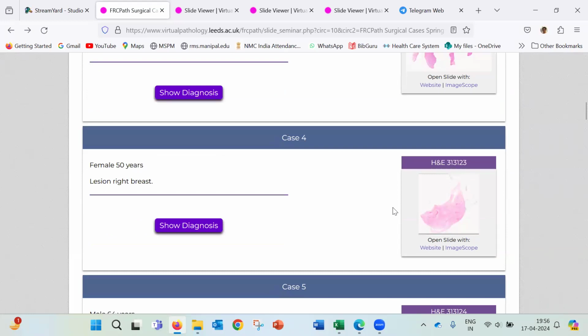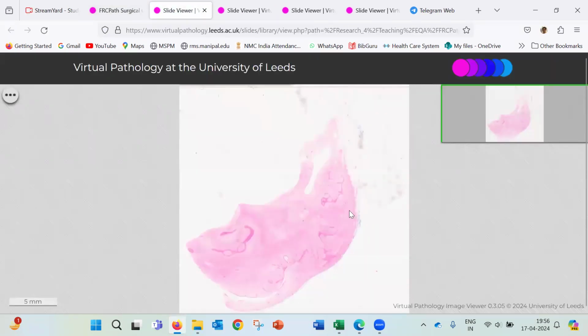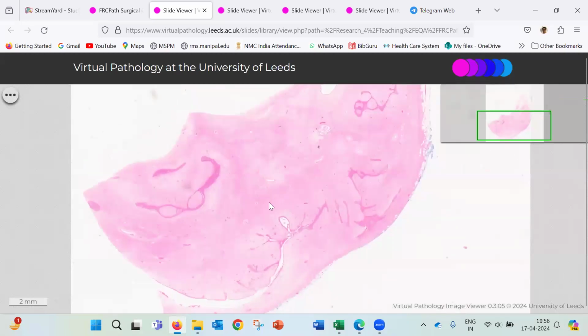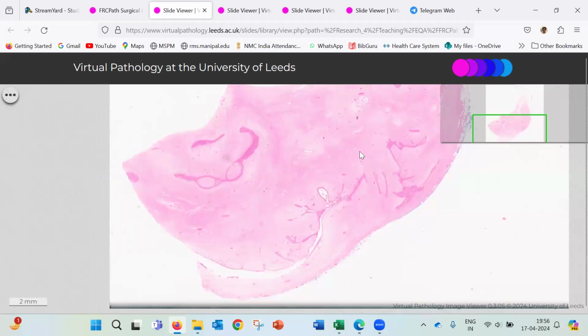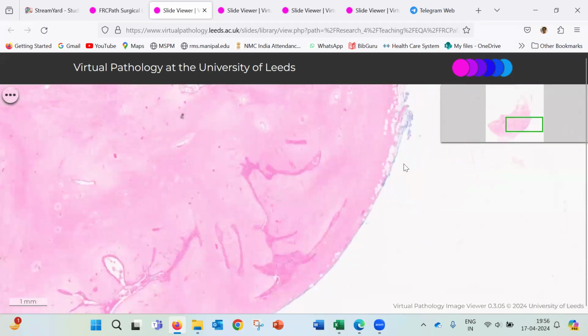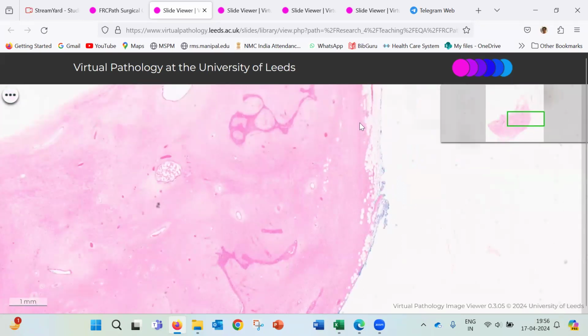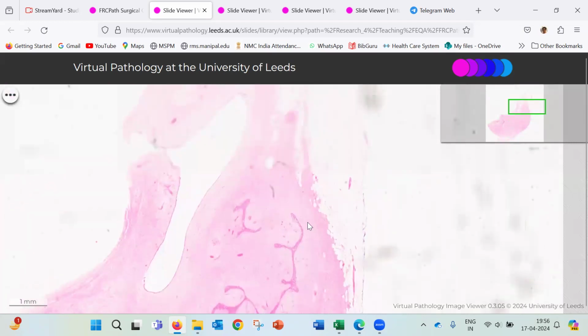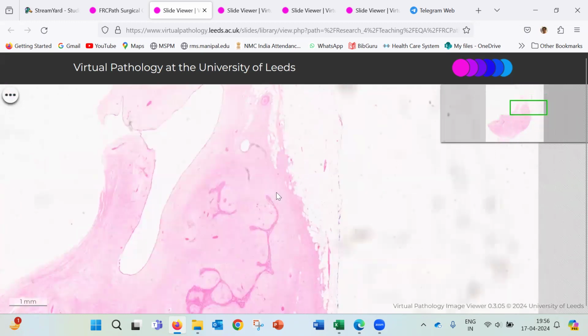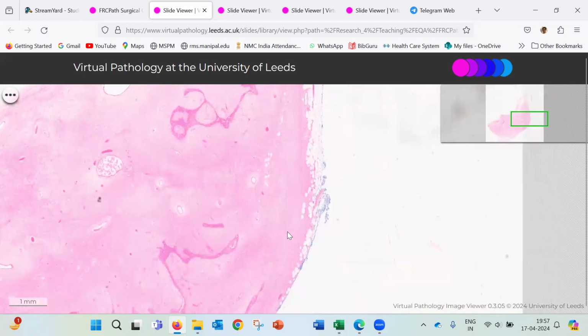Moving on to case 4, it is a female 50-year patient with lesion in the right breast. So this is a kind of perimenopausal age group, somewhat on the older age group side. So we can see from the scanner view that it is mainly a stromal rich lesion, and we can see the ink over here, and the adipose tissue, that is the margin of the lesion is quite irregular, and it is infiltrating very irregularly into the adjacent fat because of the irregular border.